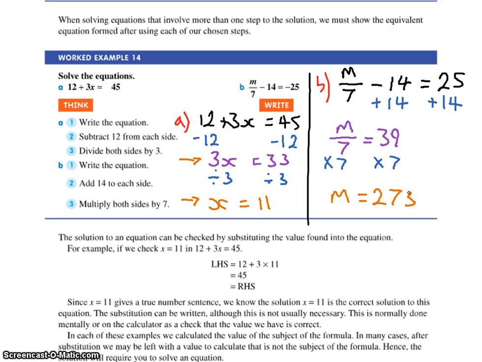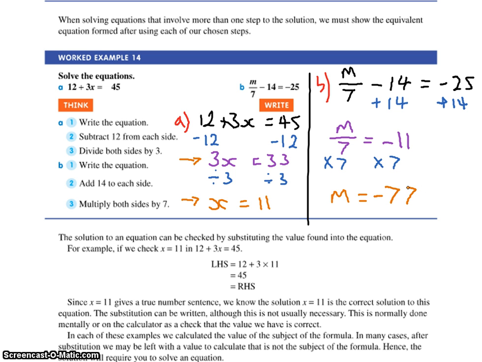Oh, I wrote down the question wrong. Oh, guys, you could have stopped me. Got to have a minus 25 there. We're going to be doing all those steps the same. That's a minus 25. I'm still going to be adding 14 to it, but that's going to give us an answer of minus 11. And then when I times it by 7, it's going to be minus 77.